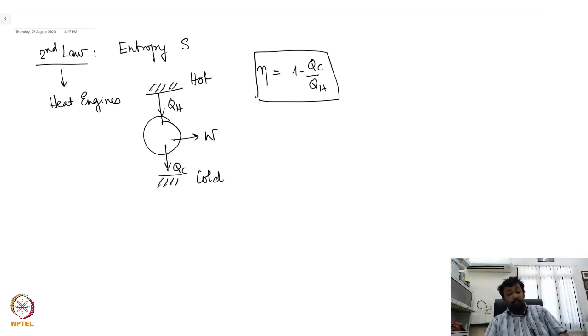So historically, the origin of the second law lies in the development of heat engines. People developed diesel engines and all these things historically, and people wanted to know how to calculate the efficiency. There has to be a method of calculating the efficiency. And therein came in the second law.